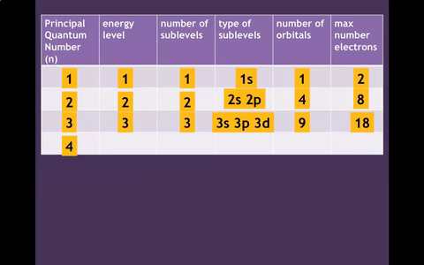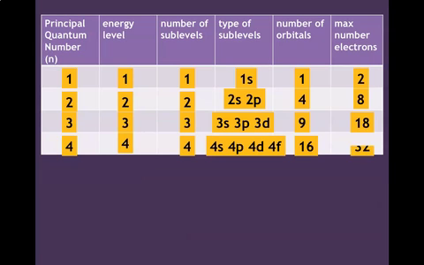Finally, if we have a principal quantum number of 4, we have 4 energy levels and 4 sublevels. We go all the way to the F, so 4s, 4p, 4d, 4f, and then the number of orbitals is 16, because we have 1 in the s, 3 in the p, so that makes 4, 5 in the d, so that makes 9, and 7 in the f. 9 and 7 makes 16. That gives us our max number of electrons of 32.